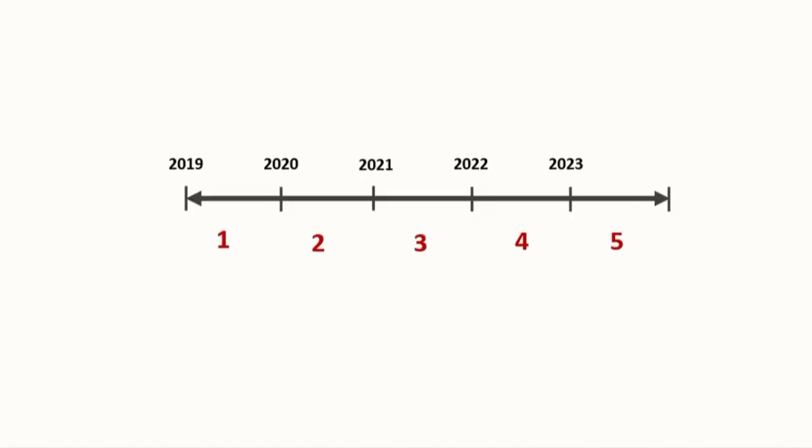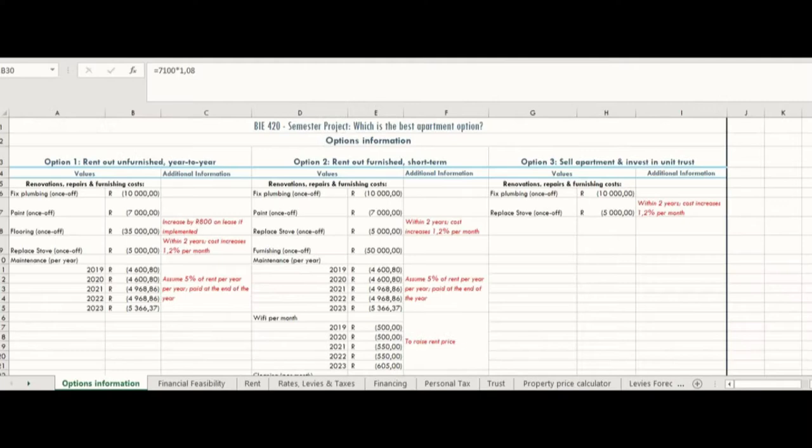It is important to note that we have a 5-year time span for this project. I decided to start at the start of 2019. Let's head to the Excel workbook. Now, the options information sheet serves as the summary for the entire project. Here, all of the alternatives and options are considered.